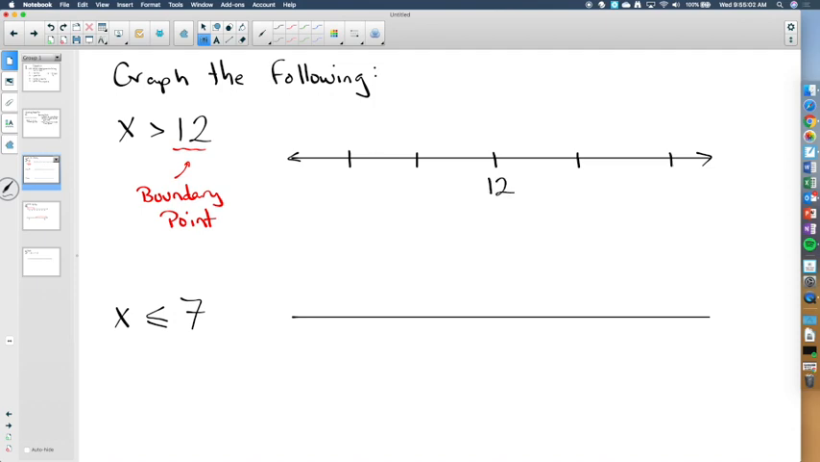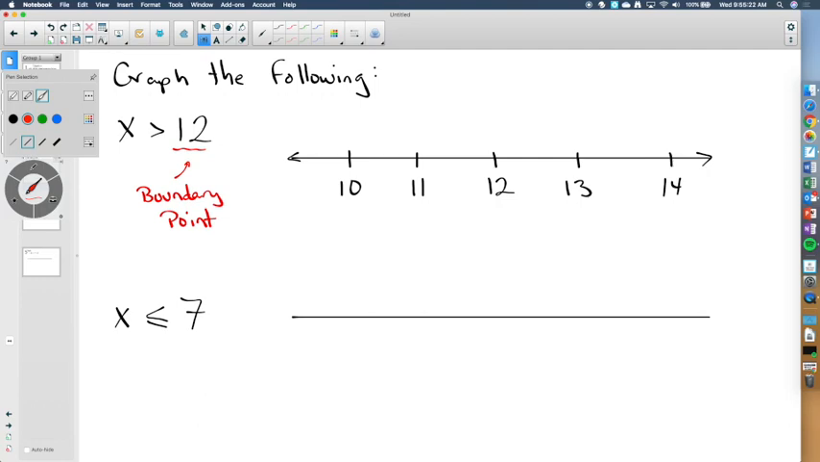So I've just zoomed in on the part of the number line that I'm actually interested in. I'm interested in 12 because that's my boundary point. The values on the left of 12 are the ones that are smaller than 12. The numbers on the right-hand side of 12 are greater than 12. So 12 is my boundary point, and I identify my boundary point by drawing a circle around that number. Then I use an arrow to indicate which values I want.